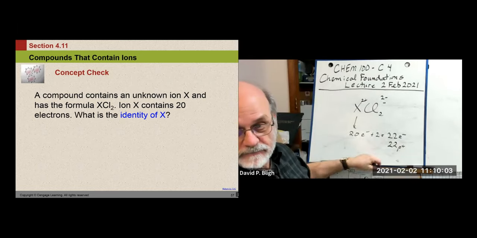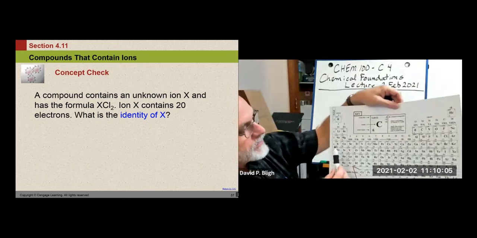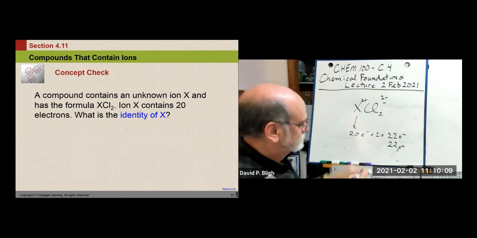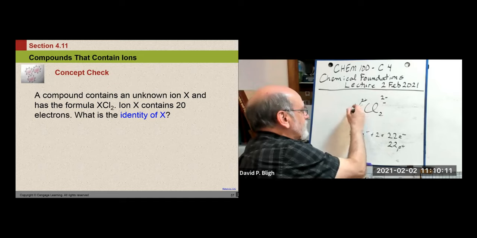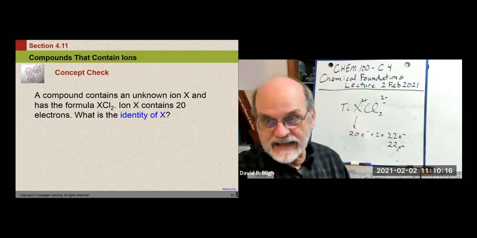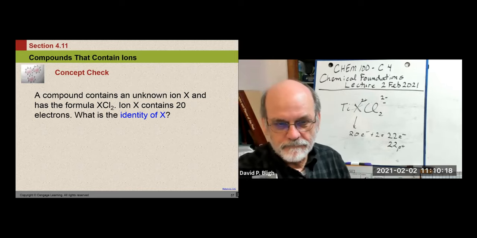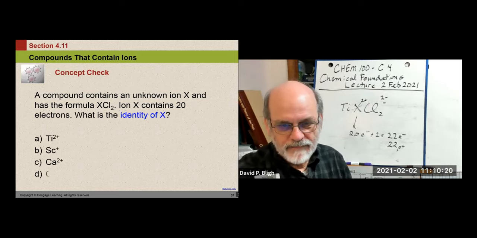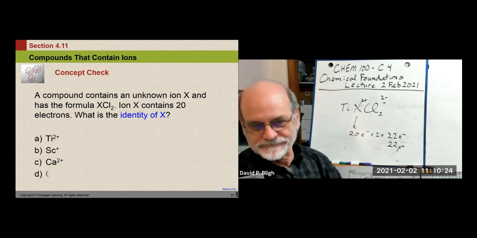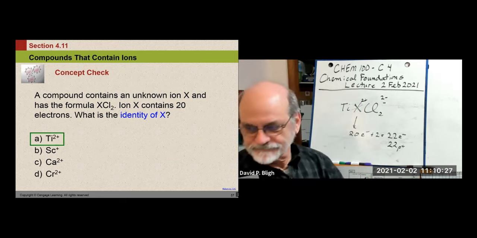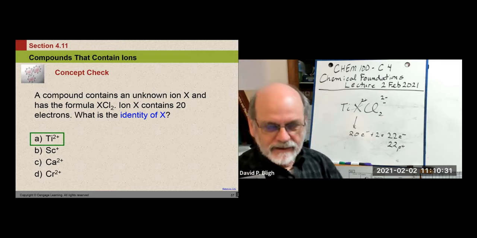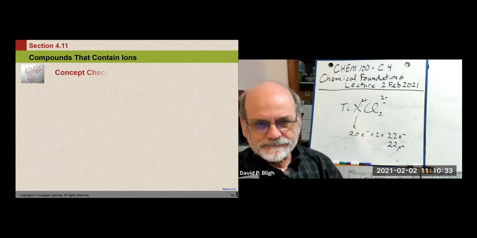Now we can identify what it is. We just go down here to our periodic table and find 22, titanium. So X is equal to titanium. Well, actually, it's titanium 2 plus. Okay. Now we're getting there.